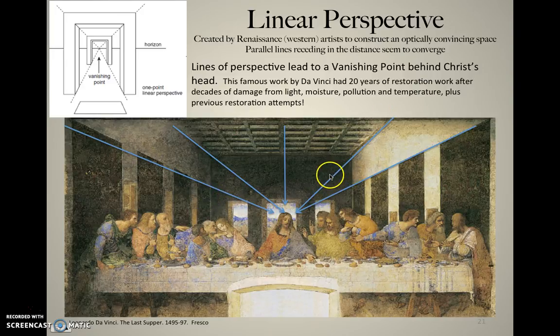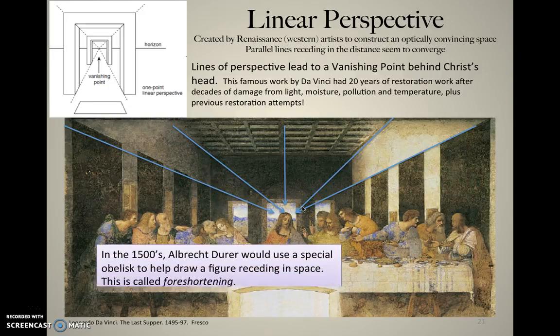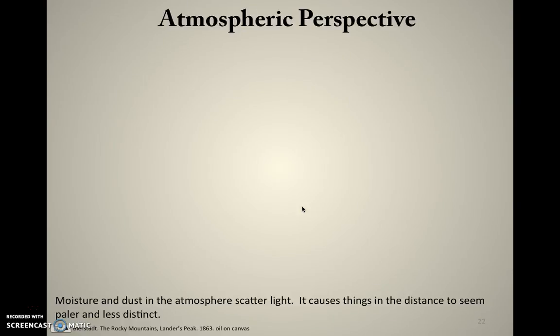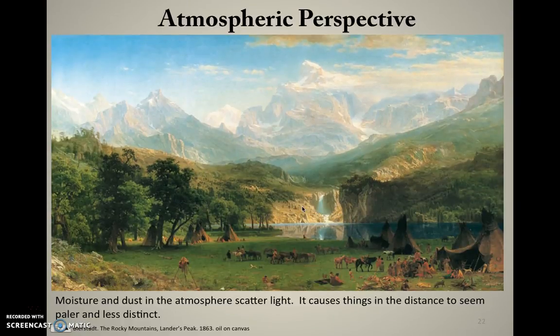Linear perspective during the Renaissance was key. So the linear perspective process uses a vanishing point. In this case, it is behind the head of Christ. And this work of art uses linear perspective to give us a feeling of space here at the Last Supper. And then atmospheric perspective has to do with the atmosphere. Light and shadow are affected by dust in the atmosphere, and this is captured in the painting.